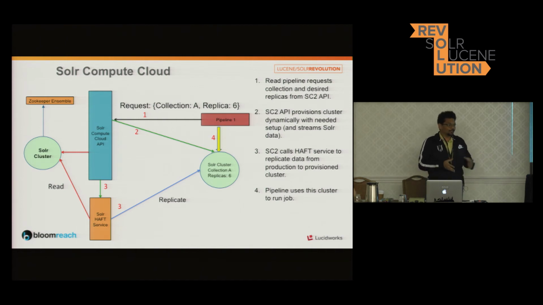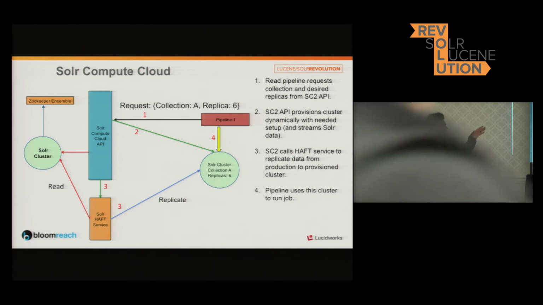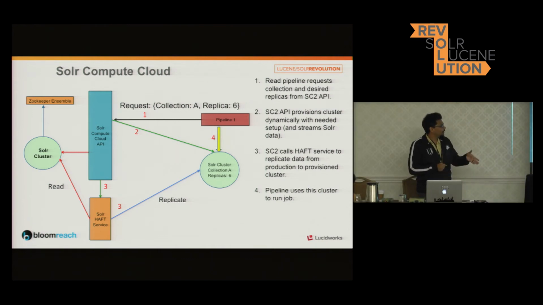A pipeline comes in. In the previous model, it directly accesses Solr, and nobody puts any access restrictions. This is how it will be in the new flow. The pipeline comes in, calls the API, and says, give me collection A with 6 replicas, and I want to finish it in 10 minutes. The API now provisions a new Solr cluster, and it uses the Solr HAFT service to copy the data for collection A from the production Solr cluster onto the Solr cluster dedicated to the pipeline itself.